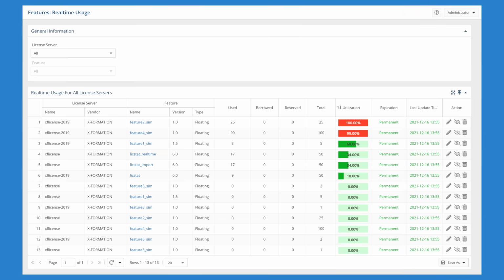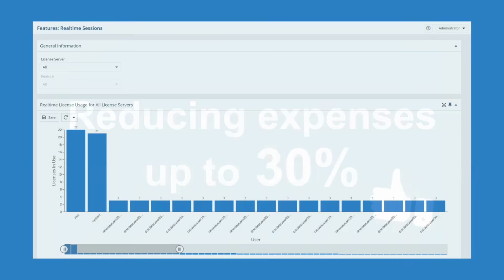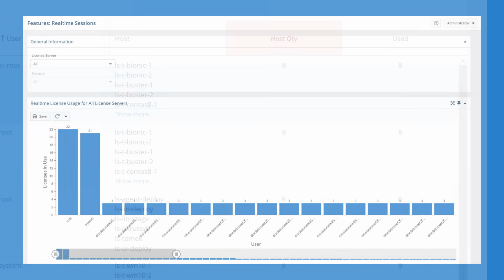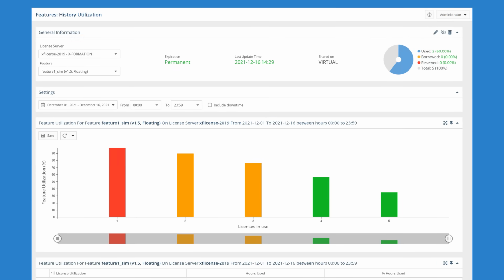Identify unused or underused licenses, reducing license expenses by up to 30%. Uncover which users are consuming the greatest number of licenses, during what hours, and on which hosts, gaining valuable insight into usage per department or region. Compare current and historical usage to help project optimal budgeting and purchasing strategies.